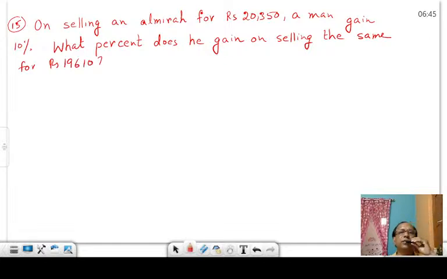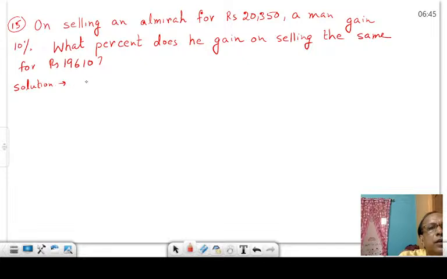On selling an almirah for rupees 20,050, a man gains 10%. What percent does he gain on selling the same for rupees 19,610? Actually, we have to find the cost price. That is our aim. Let us first find the cost price. Here is the solution.